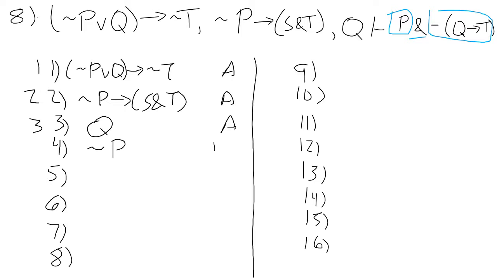Be tilde P as a PA. Look to build a contradiction, and then we'll tilde out on this P. So let's see what we got. We can toss this into the conditional statement in line 2 to get S and T.